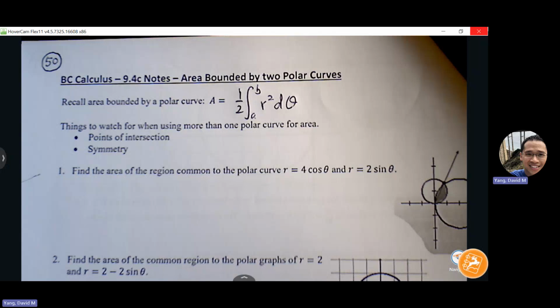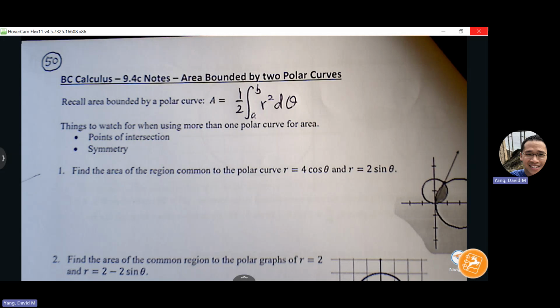Things to watch for when using more than one polar curve for area are points of intersection and symmetry. We want to take advantage of symmetry because sometimes we can do less work. If we know there's symmetry, we don't have to figure out the entire area. We can just figure out a portion of the area and then a lot of times multiply it by 2 to get the other half.